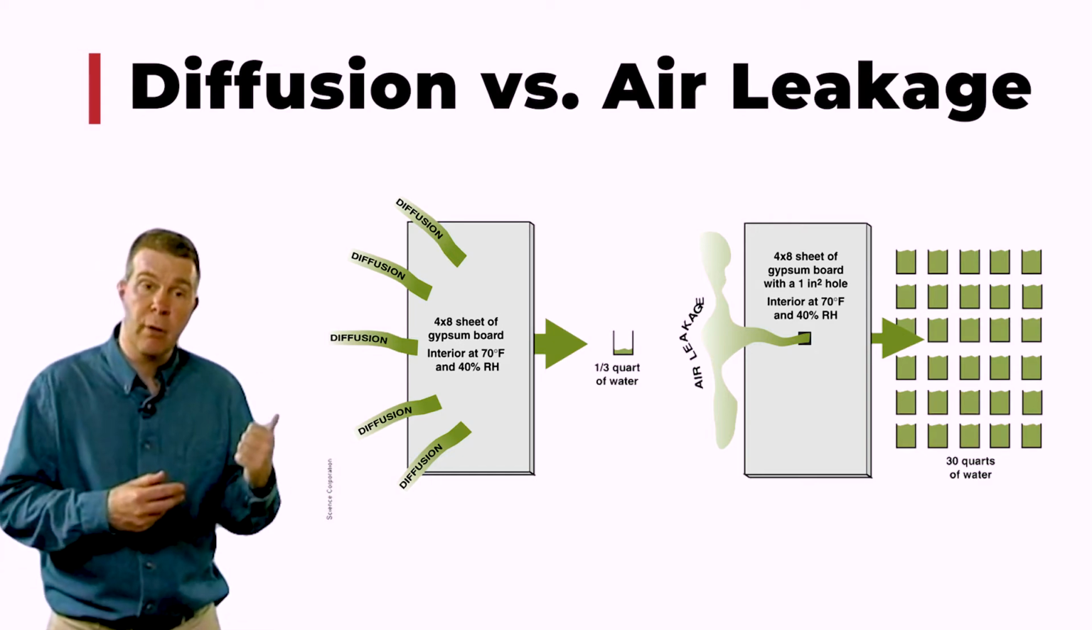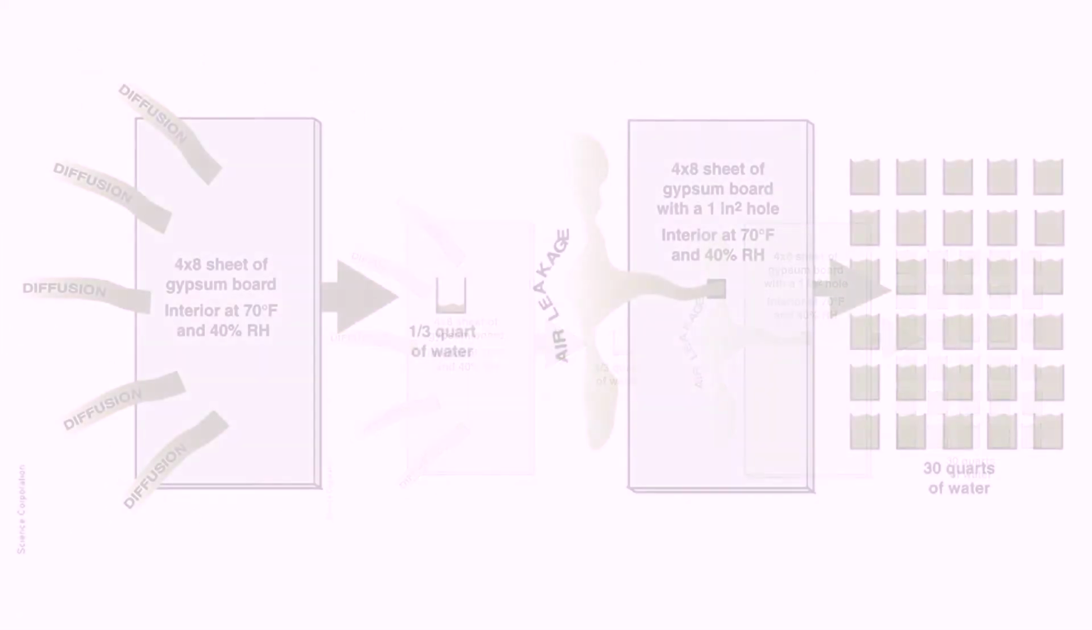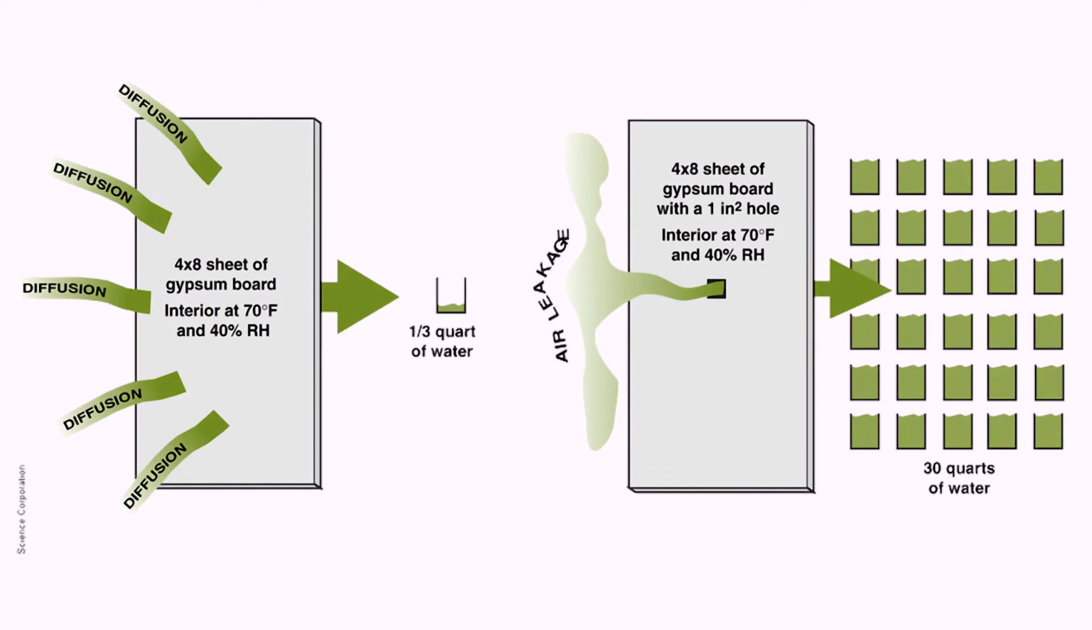If you look at this, it'll show that a 4x8 sheet of gypsum board with the interior temperature at 70 degrees Fahrenheit and 40% relative humidity, the diffusion of vapor through that 4x8 sheet of gypsum is only going to yield about 1/3 of a quart of water. That's not a lot of water. Matter of fact, that amount of water may not be enough to exceed the storage capacity of the material, and it may have the ability to dry out accordingly.